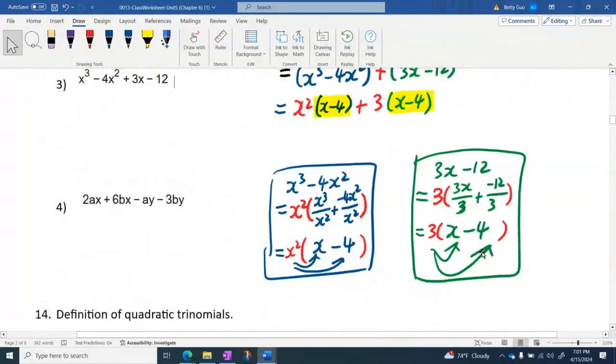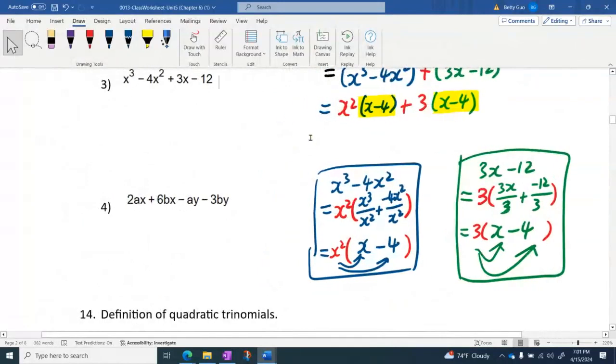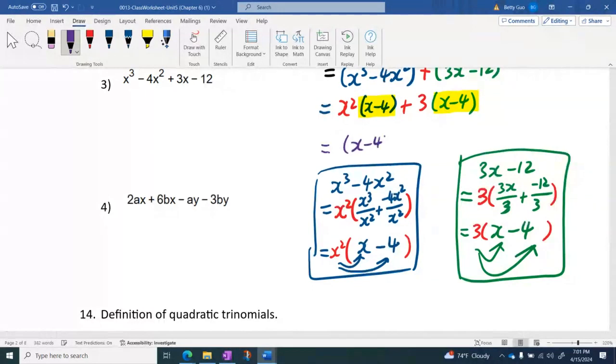So let's factor out the common binomial factor, which is x minus 4, left over from the blue group. The yellow is out, and the leftover would be x squared, right? And from the second group, the yellow is out, the leftover is 3. And we're done.